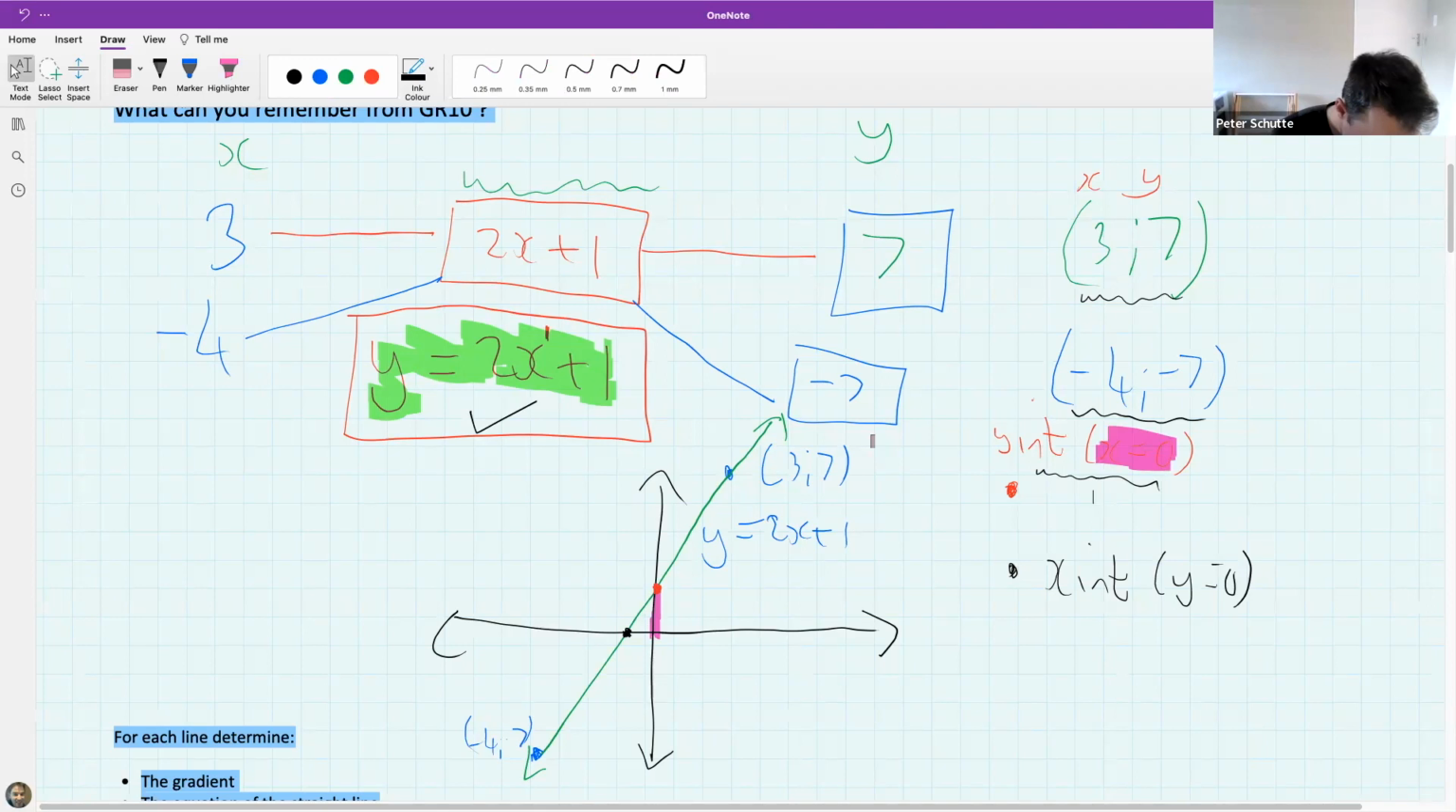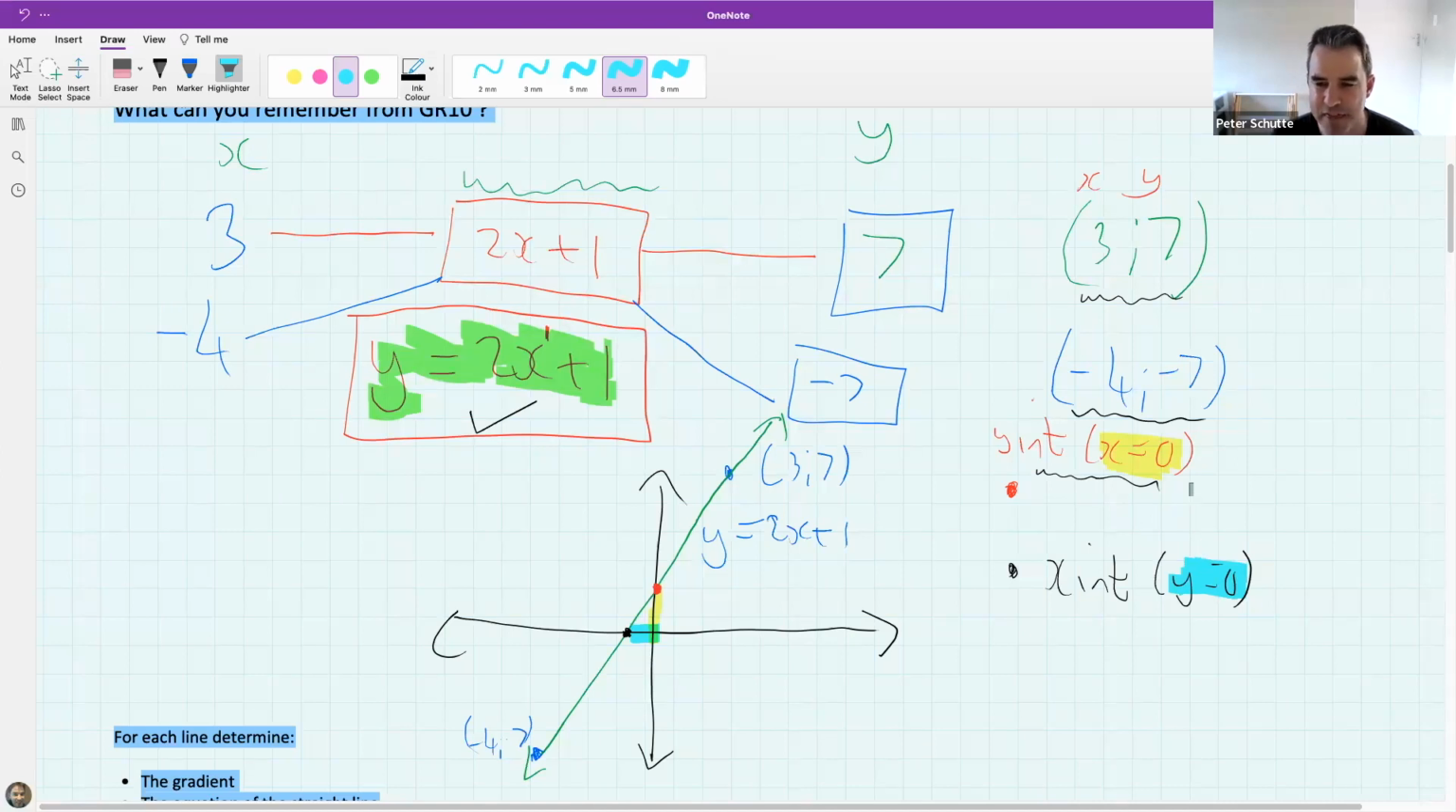And it works for all functions. Whenever you put x is 0 into an equation, it's always going to find you the y-intercept if you've got one. Whereas the x-intercept is always going to be in line with y equals 0. And so that's an important idea.